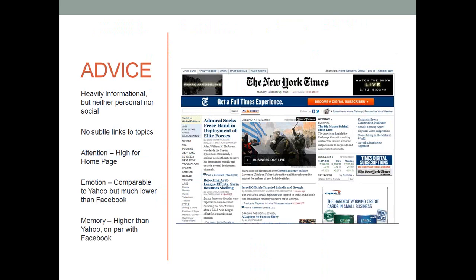The New York Times homepage resonated with advice. The homepage was heavily informational, but neither personal nor social. It had no subtle links to topics that were of interest to the reader. The ads that populated on the page had nothing to do with any previous searches or anything specific about that individual user.